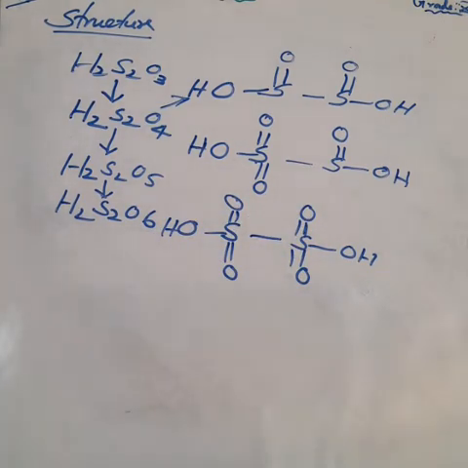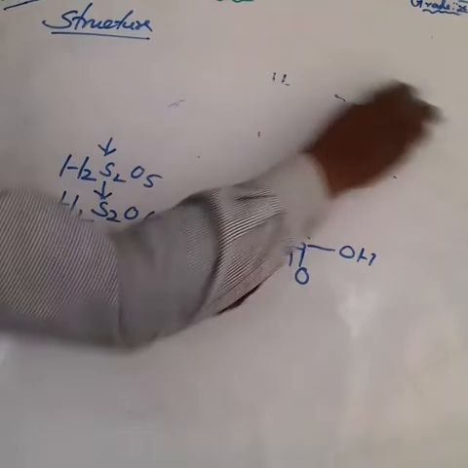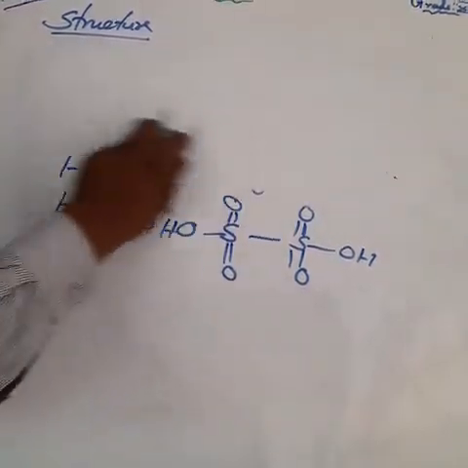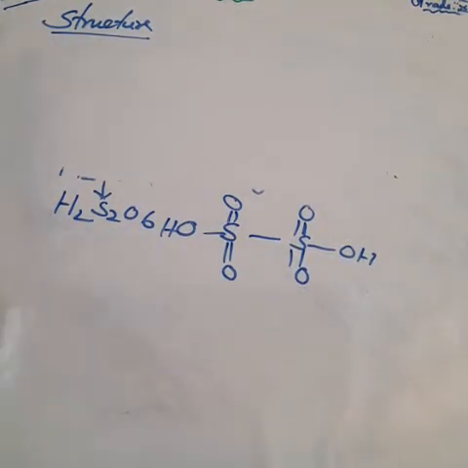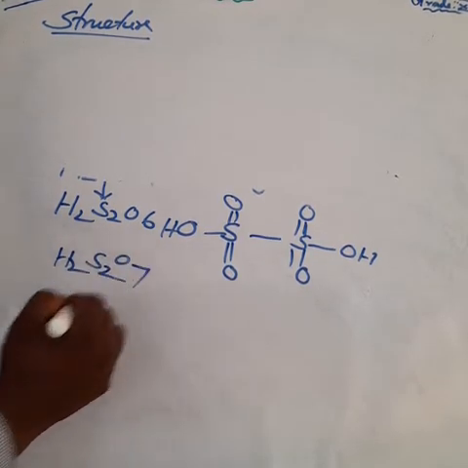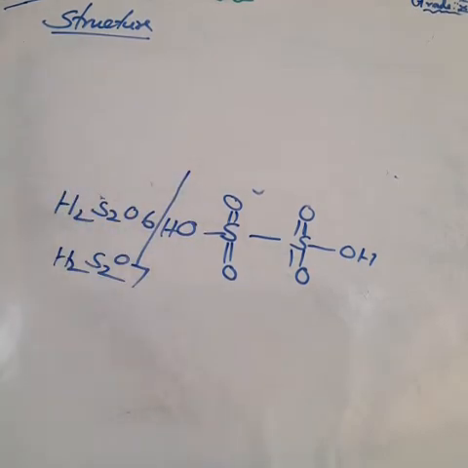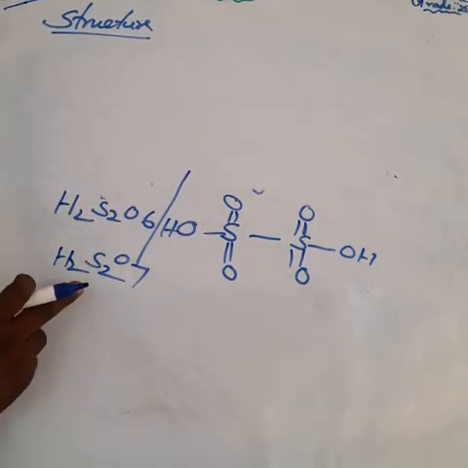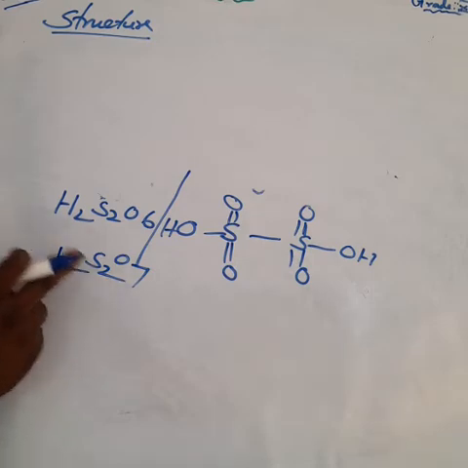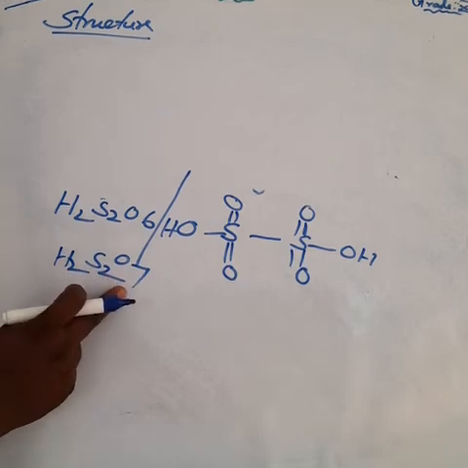It is also over. Next, disulfuric acid, otherwise we can say pyrosulfuric acid. What's the formula? H2S2O7. Pyrosulfuric acid. What's the formula? H2S2O7.